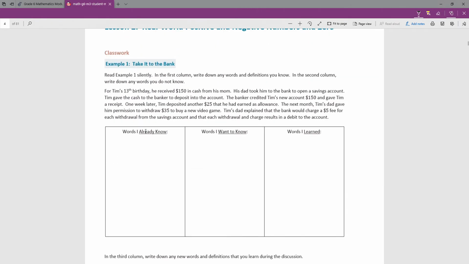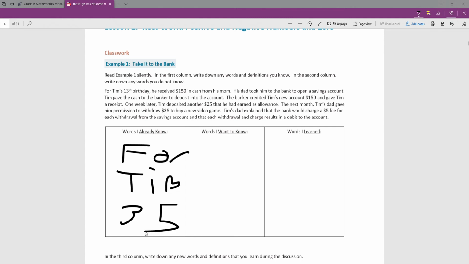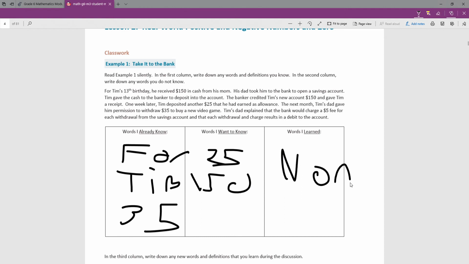Now, words you already know. So for this, you have to write, okay, so you have to take words that you don't know. The words I don't know, like 4, I guess, Tim, 35 is a good word, I don't know. Yeah, then words I want to know, no, these are words I already know. Words I want to know are 25, 150. Words I learned is none, you just write none. Here's the answer. You put 4, you put Tim, and you put 35, then 25 and 150, then you write none.